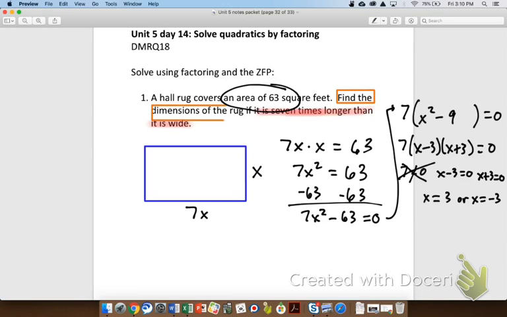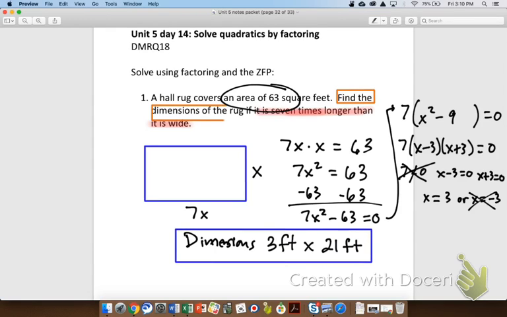Now we're talking about a rug, so of those two numbers, which one makes no sense? The negative 3. You can't have negative 3 feet for a rug, but you could have 3 feet for the width of a rug. So the dimensions are, one of them is definitely going to be 3 feet. What's the other one? 7 times 3, right? 21. So the dimensions would be 3 feet by 21 feet. And we've answered the question with the dimensions of the rug.